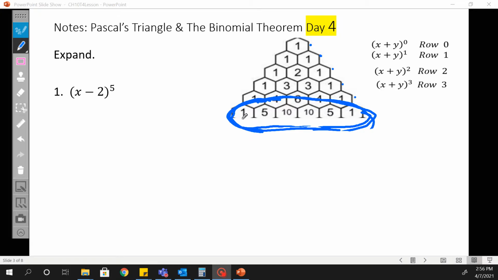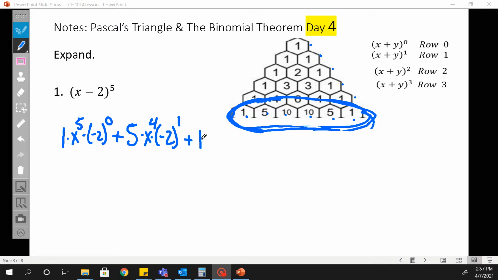These numbers here give us the coefficients of the term. So the first term would have a coefficient of 1. It would be x to the 5th times negative 2 to the 0. So that's the first term. The next term is going to have a coefficient of 5. Now the power of the x is going to go down, and the power of the negative 2 is going to go up. So it's negative 2 to the first.